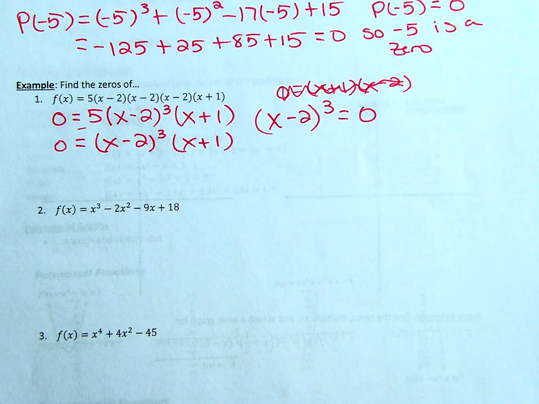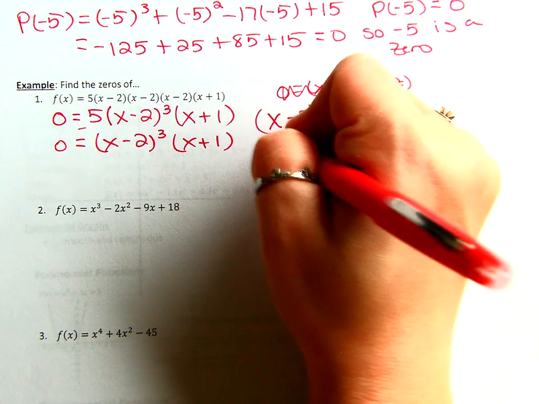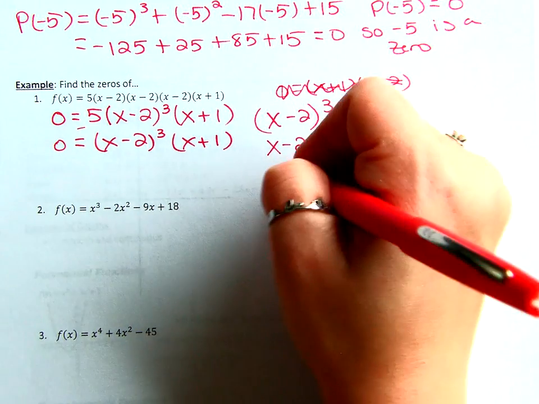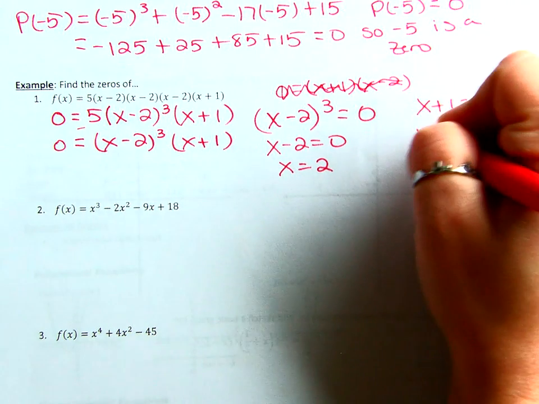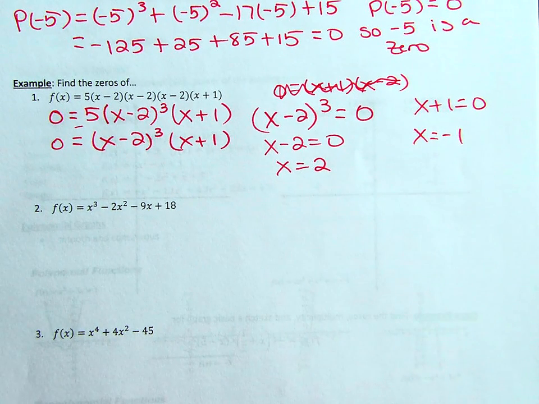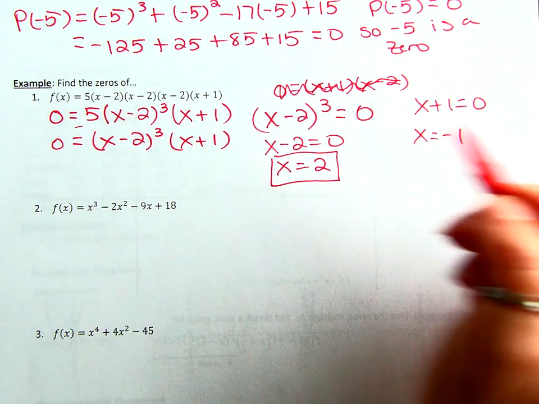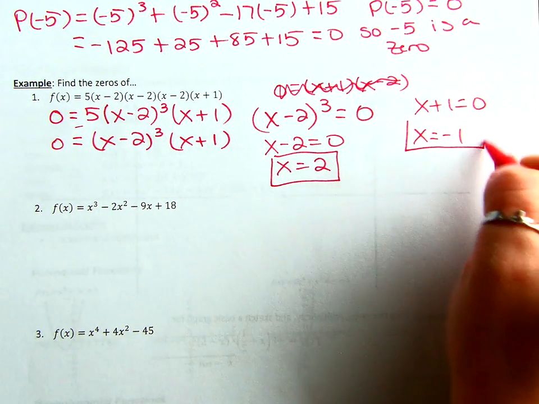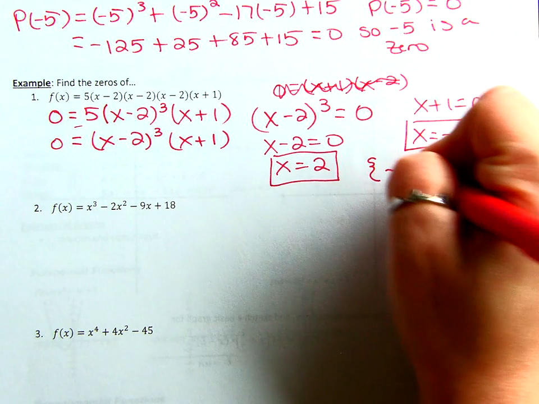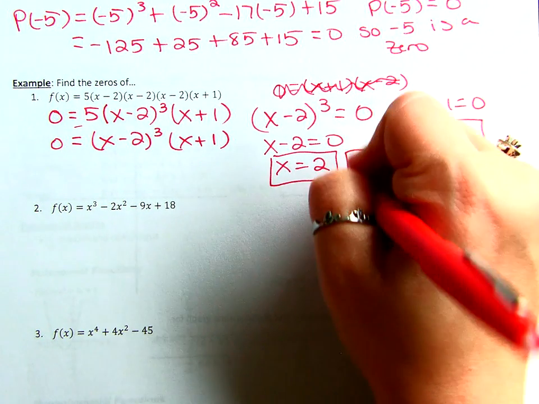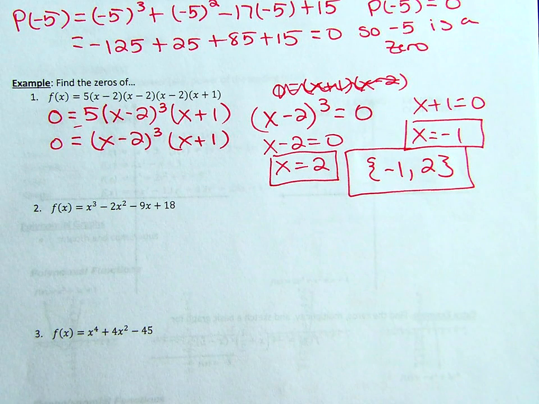To get rid of that 3rd, I would cube root both sides. You cube root 0, nothing changes, so you don't have to worry about it. Add the 2 over and you find x equals 2. x plus 1 equals 0, subtract that 1 over, and you get x equals negative 1. So the zeros for this are x equals 2 and x equals negative 1. You could also see them written as a set, like this, in curly brackets, because that means a set, and you just put your values inside.